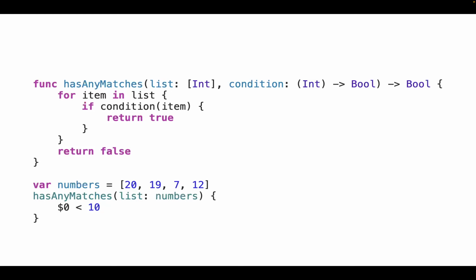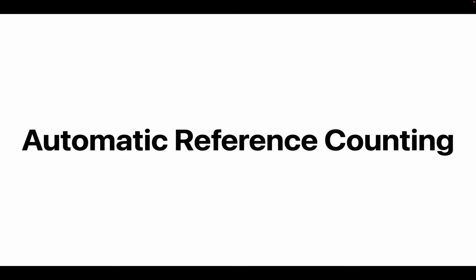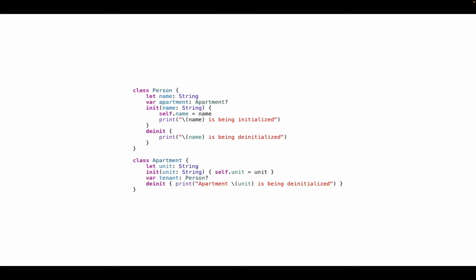So that's closure, and the next thing we talked about is ARC, A-R-C, or automatic reference counting. Basically, let's take a look at an example. Here's a Person class and an Apartment class. Inside a person, we have a reference for an apartment, and inside the apartment, we also have a reference for the tenant. And the tenant is just an instance of Person.